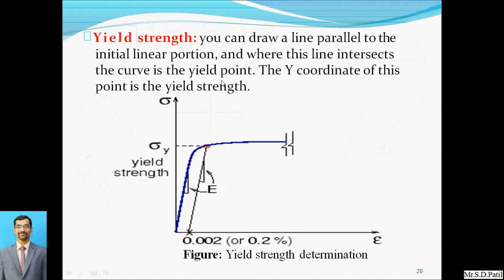So now, what is the meaning of yield strain? You can draw a line parallel to the initial linear portion. Here we have drawn that particular line parallel to the initial portion, and the point where it intersects the curve is the yield point, and the y coordinate of this particular point is the yield strain. So that y coordinate is here. This will be sigma y, the yield strain.